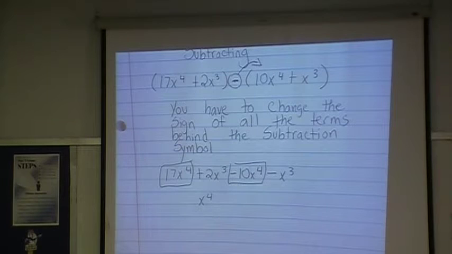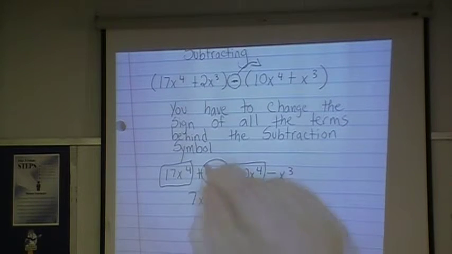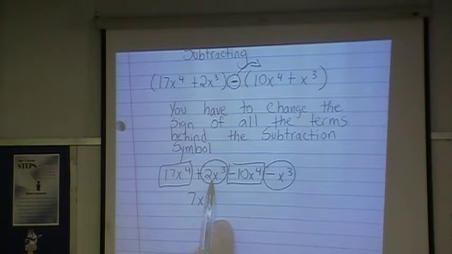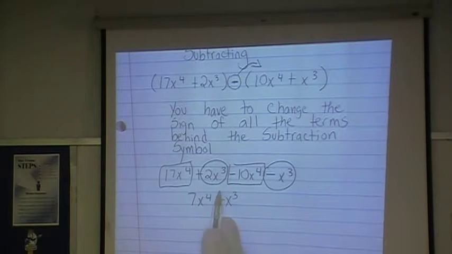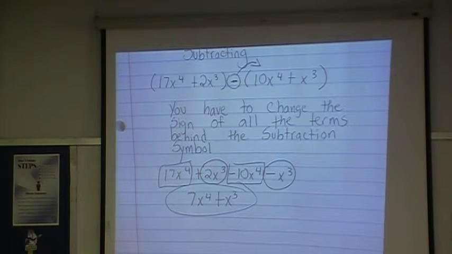17 minus 10 is 7. Then I want you to watch. 2 minus 1, if your back term is positive, it's just plus. If it's negative, it'll just be minus. Then I can't combine those any further. Will they ever, behind the subtraction symbol, have an already negative number in there? Yes, I'll show you one.